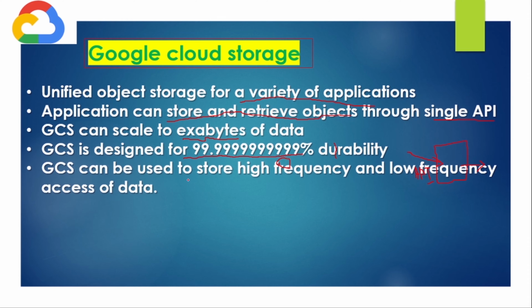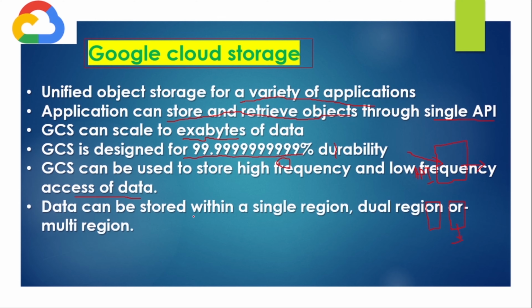GCS can be used to store high frequency and low frequency access data. So in typical applications, you have data that you use very frequently, and there is also some data that you don't use very frequently. Let's say that there is a life insurance company and the users don't need the data every day. This data is accessed on demand, maybe once or twice a year. So GCS lets you store structured and unstructured data, from high frequency data to very low frequency data, which adds cost saving capability.